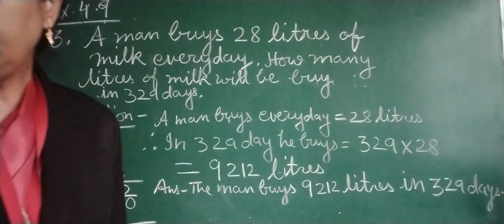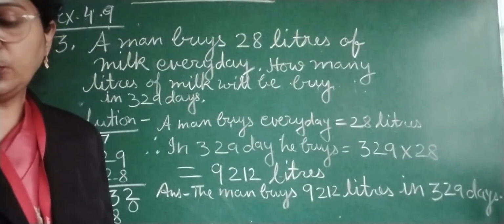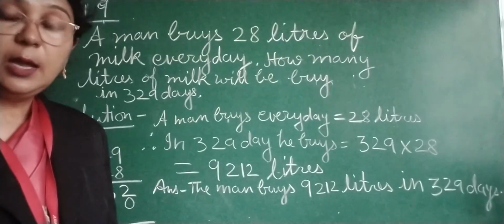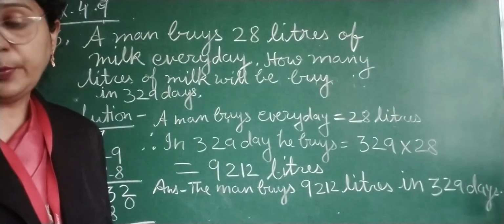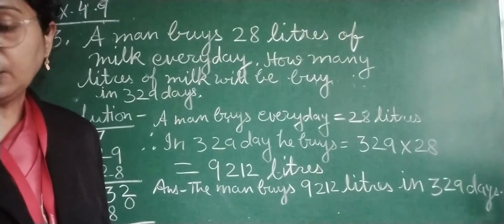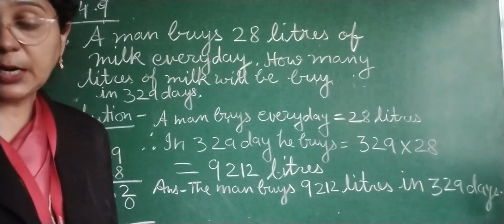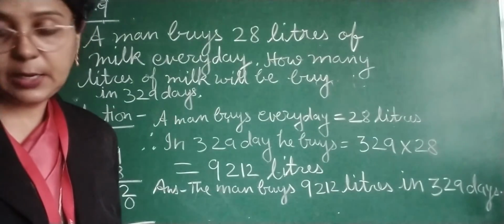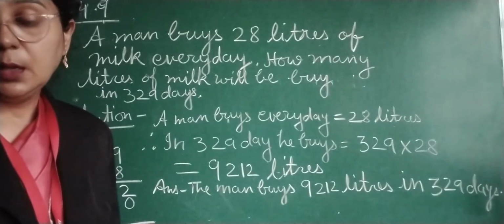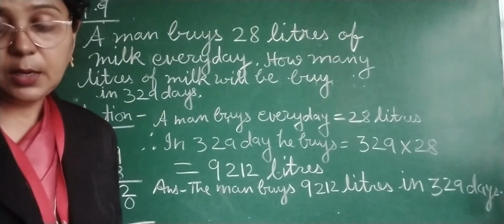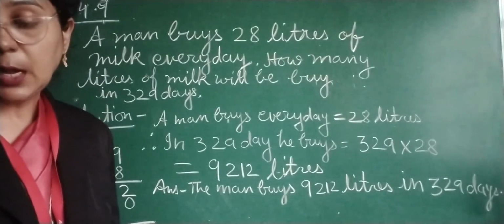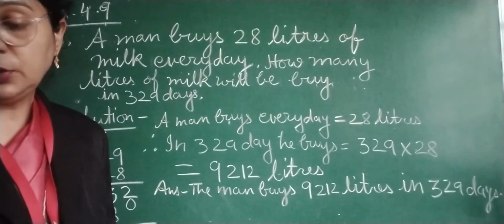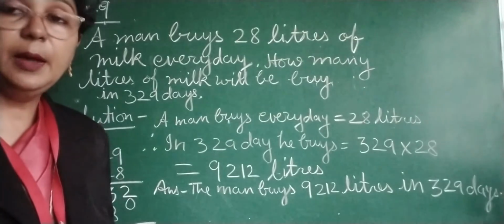Okay, now children, if we will see the next number, the price of a toy is rupees 126. Find the price of 36 such toys. अब आपको एक टॉय का प्राइस दे दिया गया है 126. अब आपको find the price of 36 such toys. आपको 36 टॉयज के प्राइस बताना है. तो इसके लिए पहले आप करेंगे the cost of a toy equal to rupees 126. Now the total cost of 36 toys equal to, when we are going to multiply 126 multiply by 36.